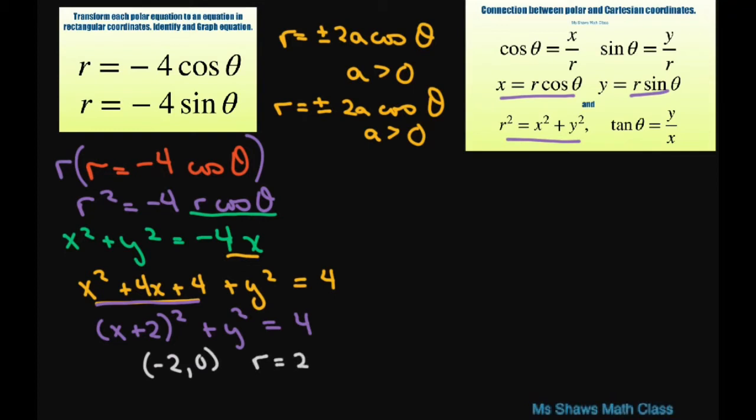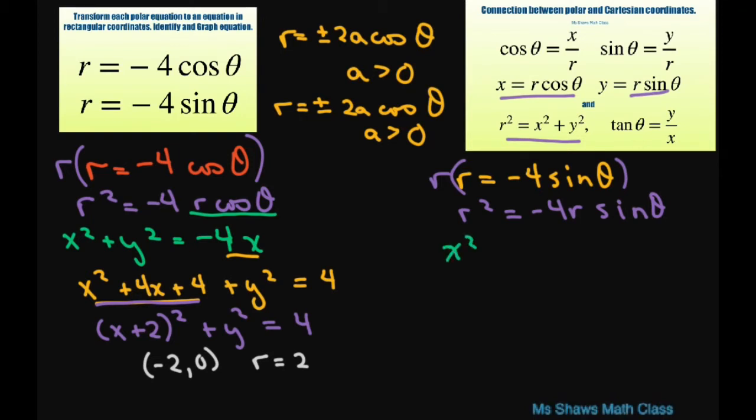All right, let's do the other one the same way. I'll go a little faster. So we have r equals negative 4 sine of theta. Multiply through by r. You get r squared equals negative 4r sine of theta, and substitute. So we're going to get x squared plus y squared equals negative 4, and this equals y right here.